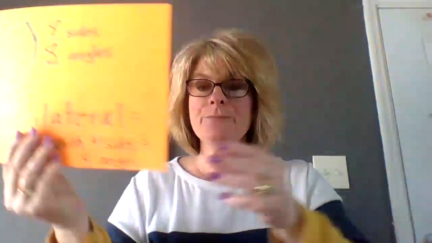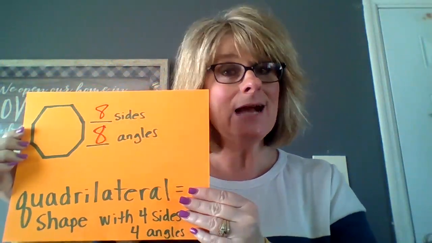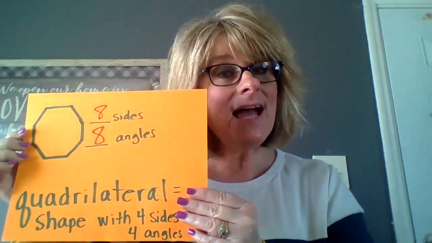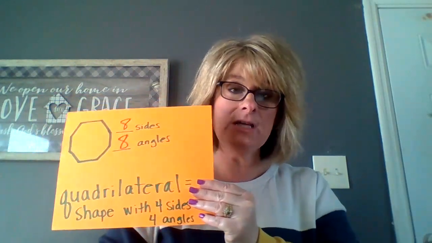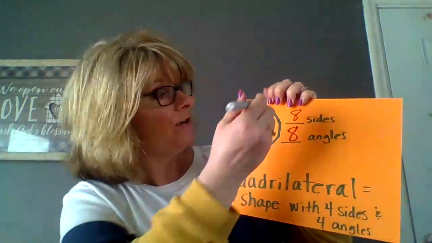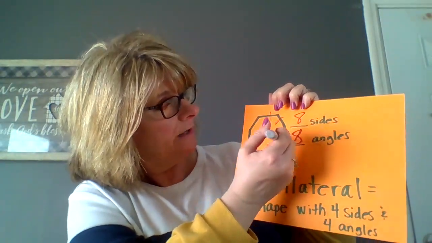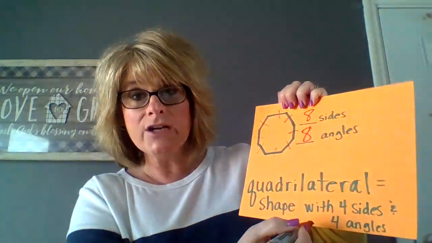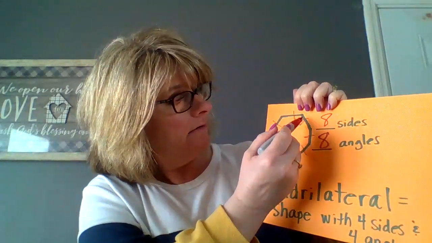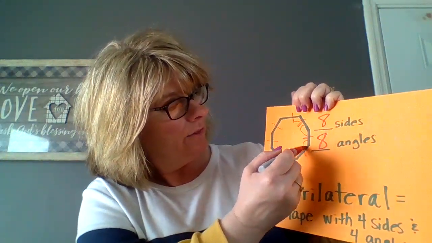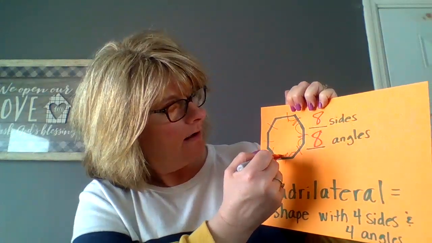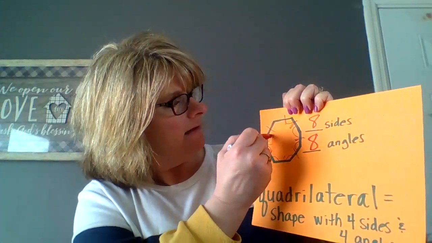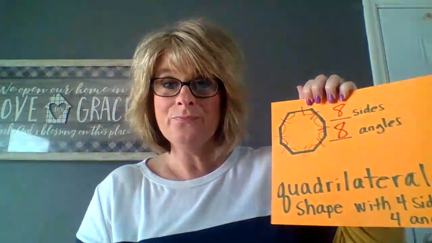Okay, I've got my answer. Is that what you came up with? 8 sides and 8 angles? I hope so. Let's check it out and see how we got it. Let's count our sides first. 1, 2, 3, 4, 5, 6, 7, 8. And let's look at our angles now. Angle 1, 2, 3, 4, 5, 6, 7, 8.